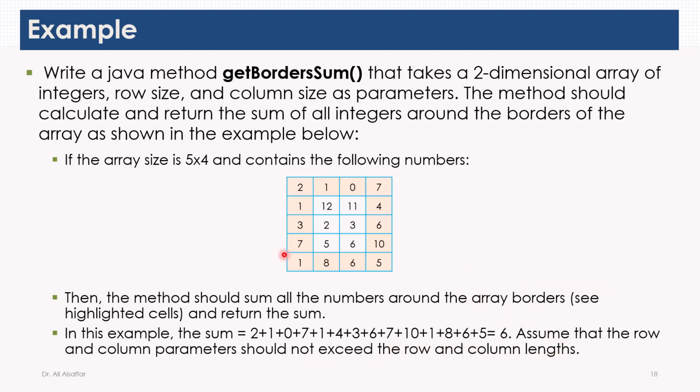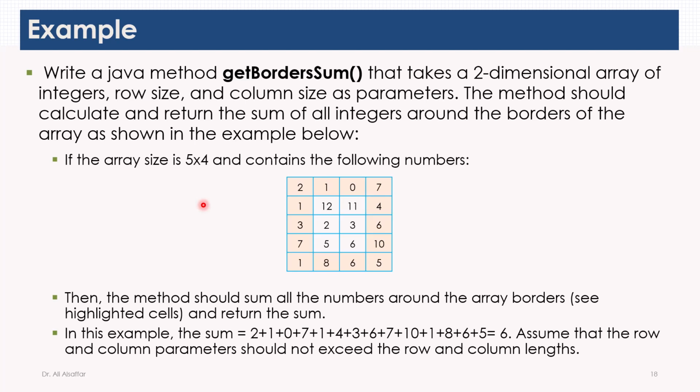So in this method, we are not going to depend on the capacity of the array. In other words, we are not going to use .length. We are going to depend on the parameters row size and column size. After understanding what the method is supposed to do and what it's supposed to return, the question is how to implement the code of the method. In other words, how to find the sum of only the elements that are on the borders. Do we need to visit the elements of the array row by row or column by column? In fact, you can do either of them. Why?